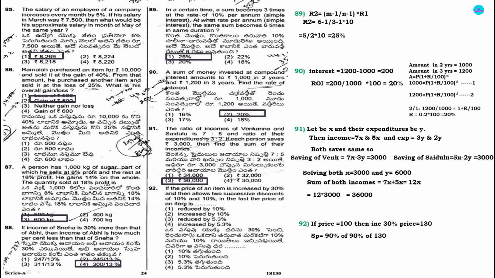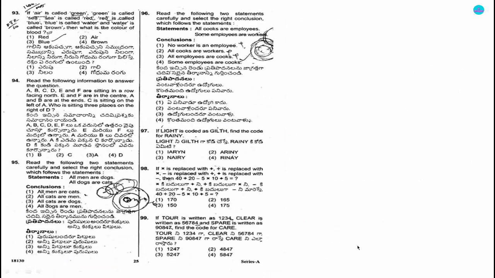That is 90% of 130, because 10% from 100, if you remove 10%, it's a discount we are giving, 10%. If we remove 10%, the selling price will be 90%. Again 10% on that. So 90% of 90% of 130. That is 90 by 100 into 90 by 100 into 130. That is 5.3%. Okay. The answer is 4, increased by 5.3%.